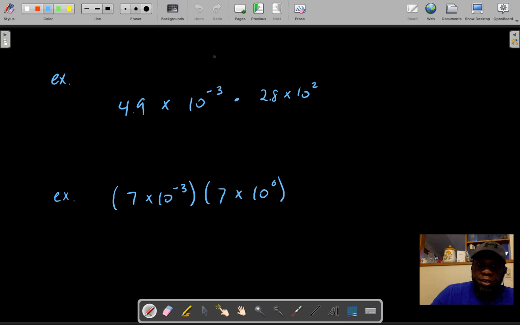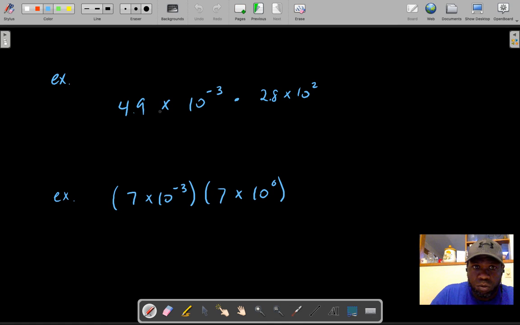So here's a couple of questions I have here. I have 4.9 times 10 to the power negative 3 times 2.8 times 10 to the power 2. The easiest way to work this is, we could take 4.9 times 10 to the negative 3, find out what that number is, then multiply 2.8 times 10 to the power 2, take that number, and then put it in standard scientific notation. You could do that if you wanted to. That is a viable option.